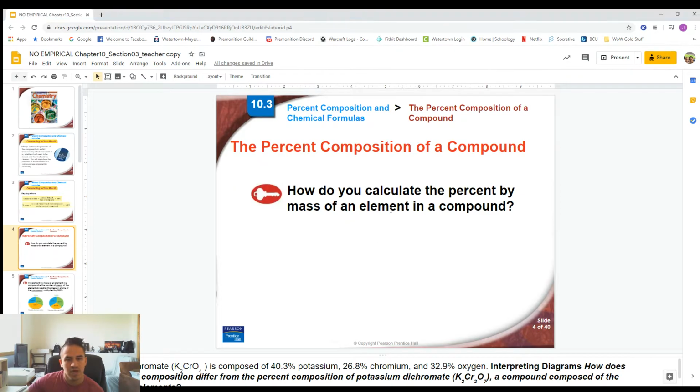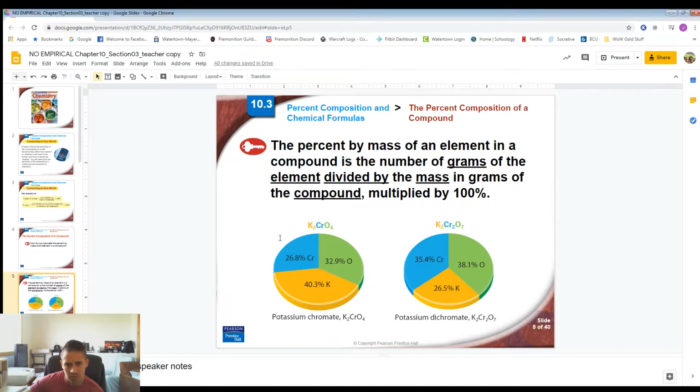So, all right, let's get into percent composition. How do we calculate the percent by mass of an element in a compound? Here's a breakdown real quick of two different compounds. One is potassium chromate, the other is potassium dichromate. Each of these little pie graphs shows what percentage by mass each of these compounds is made up of: potassium, chromium, and oxygen.